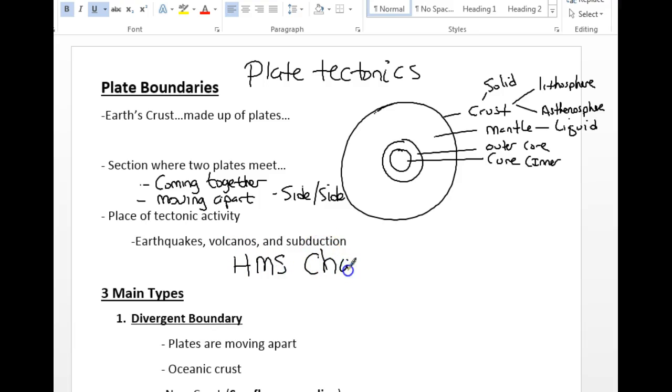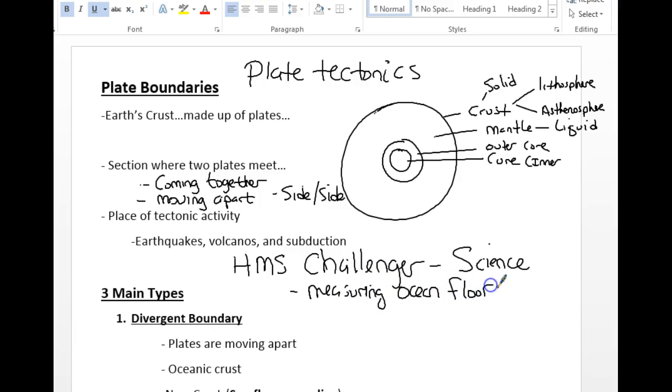That's where this idea came from. We talked about how exploration at first was about trade and expanding empires, but then the Challenger came on and made it just about science. They discovered something because they had gone out and were measuring the ocean floor and seeing what it was like. They had this idea, before they started measuring it and really had the ability to do it, that it was mostly flat. Well, that idea is completely wrong. It's not mostly flat.